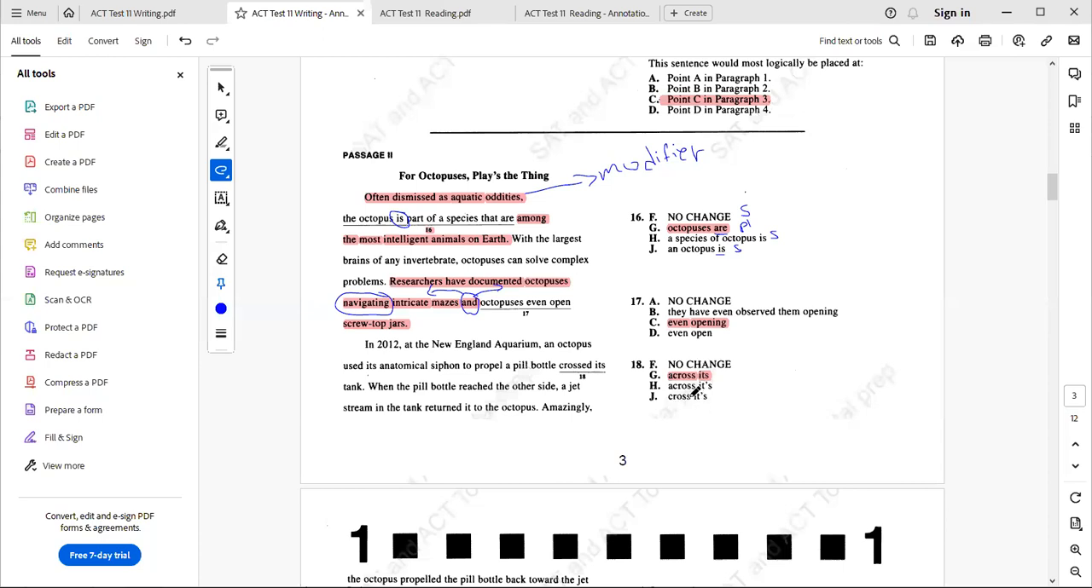Adam, you're with me? Yeah, I was checking it. I answered G. J. Okay. G or J? G. It's J. That clear? Okay.